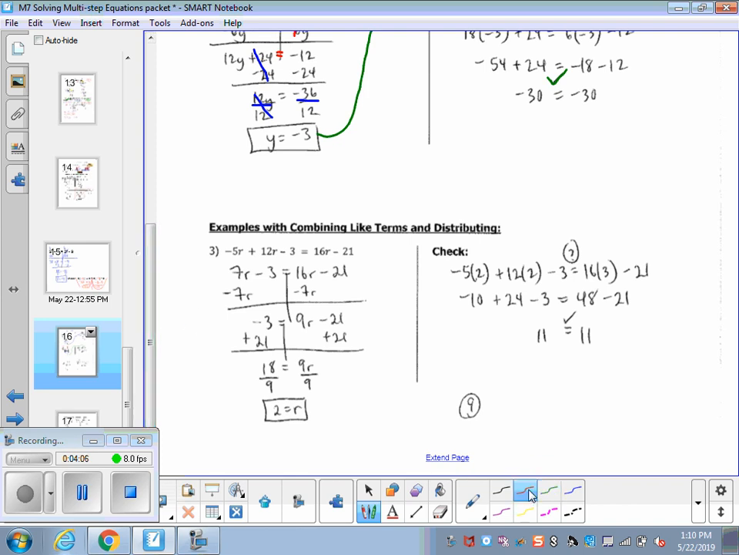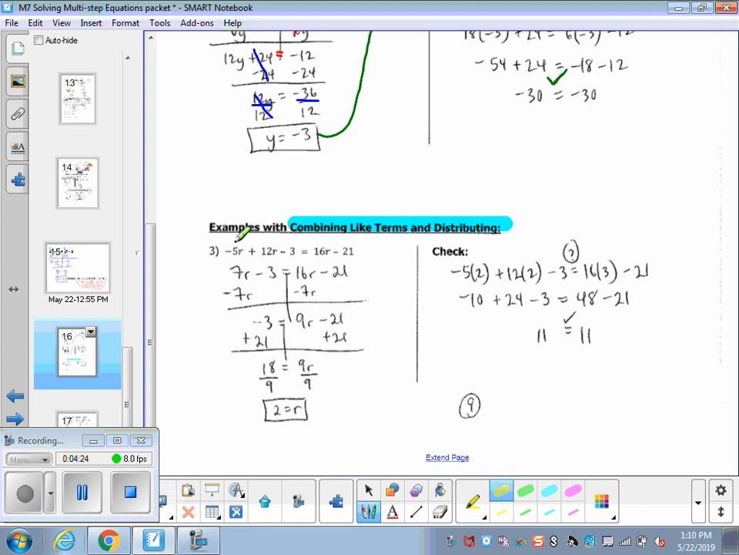So now we're going to kick it up a notch a little bit, and in number 3, we're going to put everything together where you might need to combine like terms or distribute first to simplify, and then you know how to solve the equation with the variable on both sides. So let's take a look at number 3.